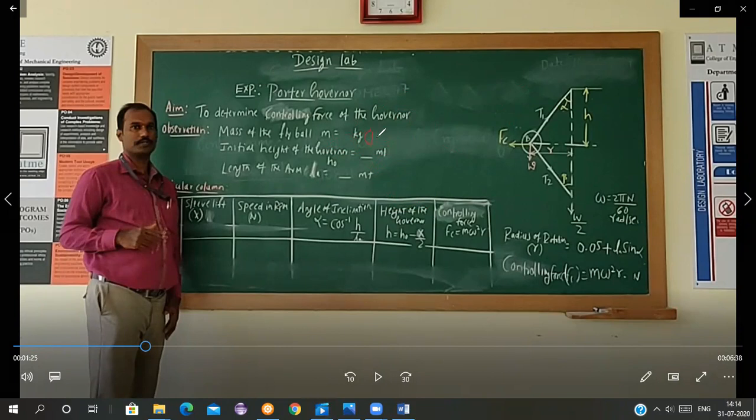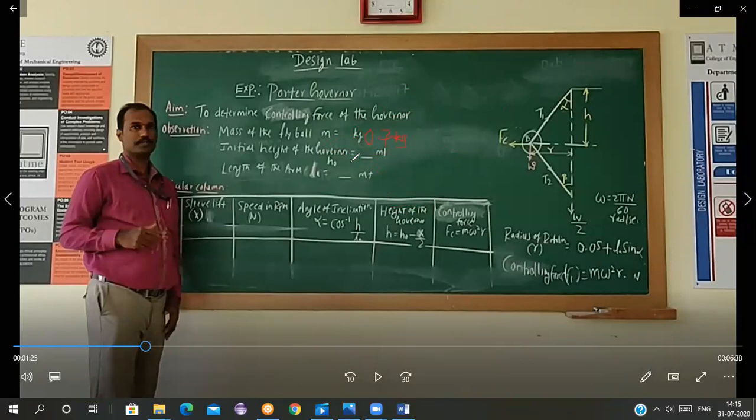You can take the mass of the ball as 0.7 kg or 0.5 kg. Here we can take it as 0.7 kg. This is the mass of one ball. In our actual practicals it was a little bit different. I don't have the actual values, but we can assume it will be somewhere around 0.7 kg, that is 700 grams.